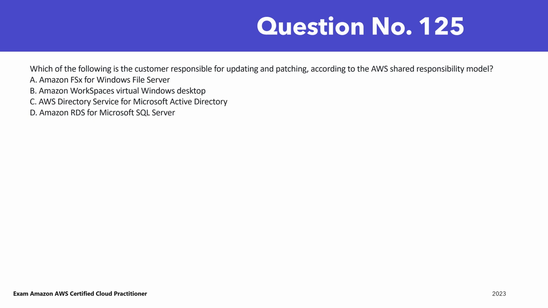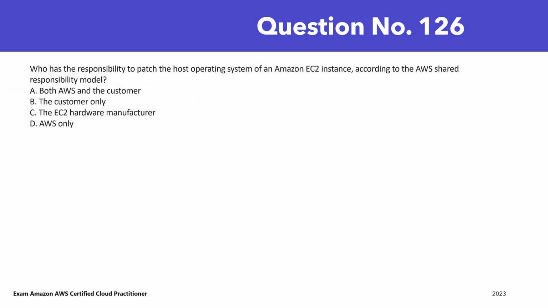Which of the following is the customer responsible for updating and patching, according to the AWS Shared Responsibility Model? A. Amazon FSx for Windows File Server. B. Amazon WorkSpaces Virtual Windows Desktop. C. AWS Directory Service for Microsoft Active Directory. D. Amazon RDS for Microsoft SQL Server. Correct answer, B.